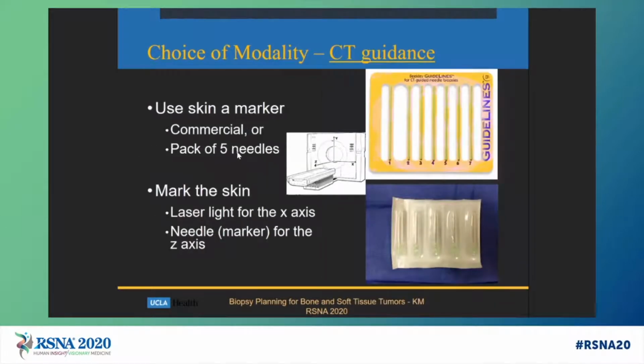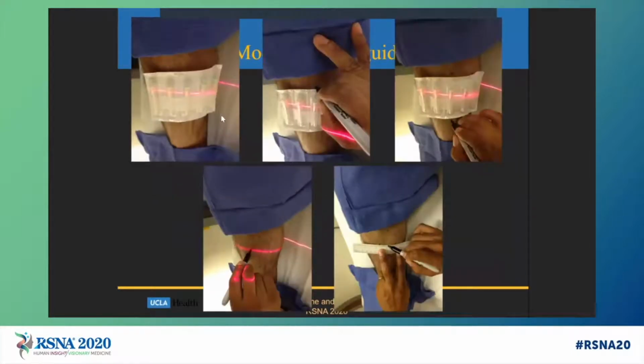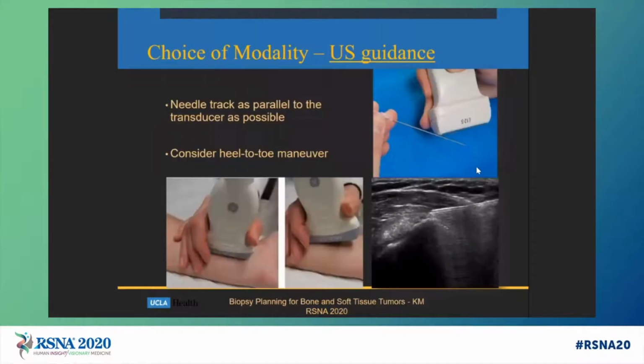We use a skin marker, just a pack of 5 needles. There are expensive commercial ones out there, but we toss the 5 needles after each use. We use a laser light in the x-axis and the needle of choice in the z-axis, and this is the kind of image you get. Then you basically mark the top and bottom of this needle of your choice. We remove the needle, mark the right and left with the laser light, and then you connect the dots, and voila, here you have the point of your entry.